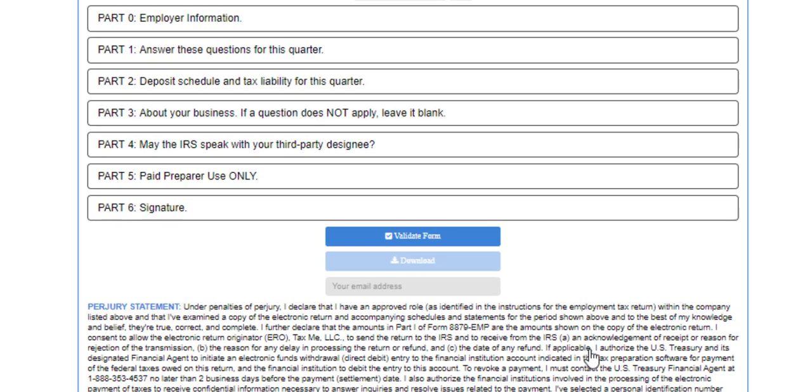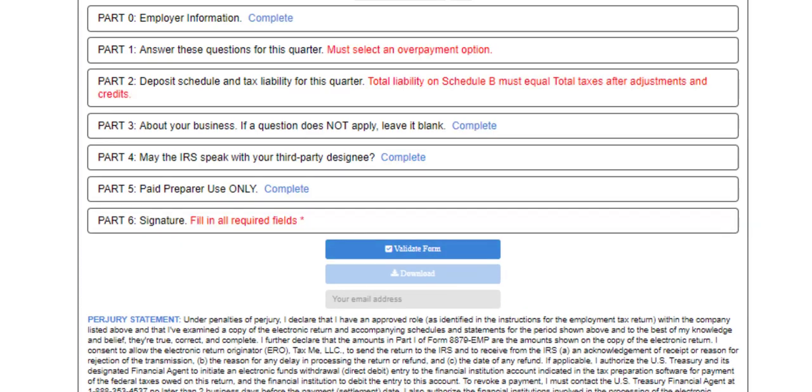Validate form. Now that we've entered all our data, let's check for avoidable errors. Click the Validate Form button. We'll need to clear these errors. Part 1. Must select an overpayment option. This was the one I intentionally missed to ensure at least one error.